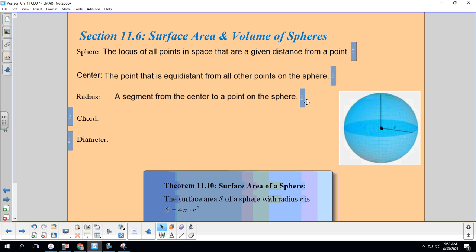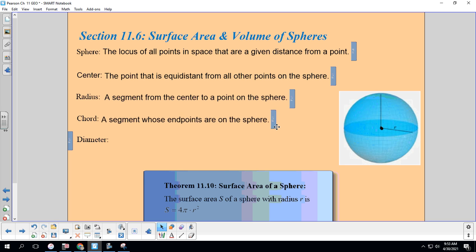All right, let's look at what that little r means. R, radius, is a segment from the center to a point on the sphere. It's the distance from the center to all the other points on our sphere. Okay, my friends, listen carefully. This is pronounced chord. So the CH doesn't make the ch sound, it makes the k sound. So it's chord, which is a segment whose endpoints are on the sphere.